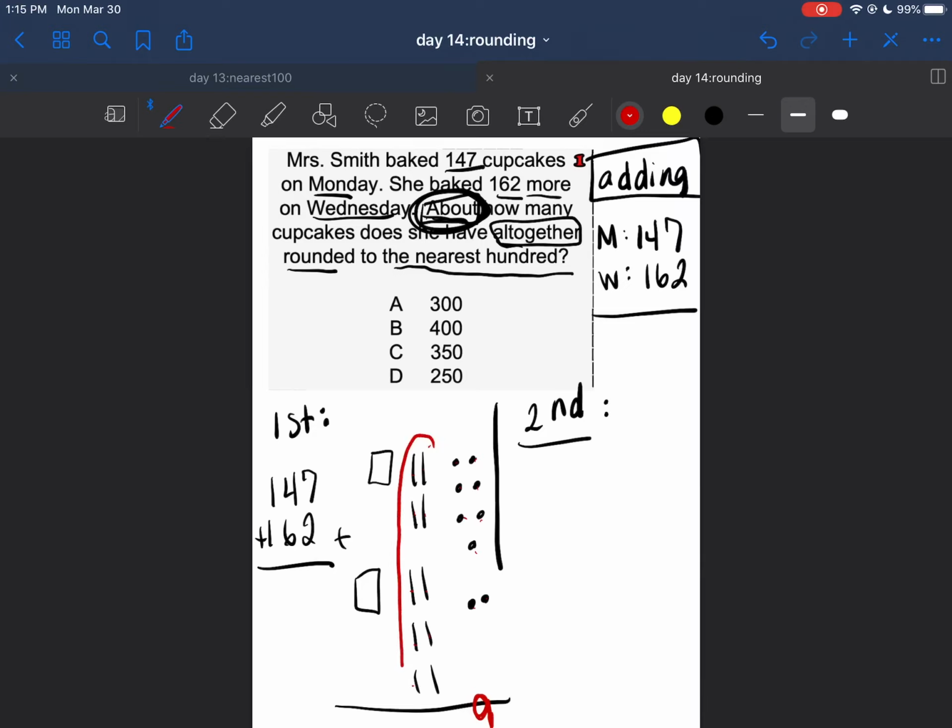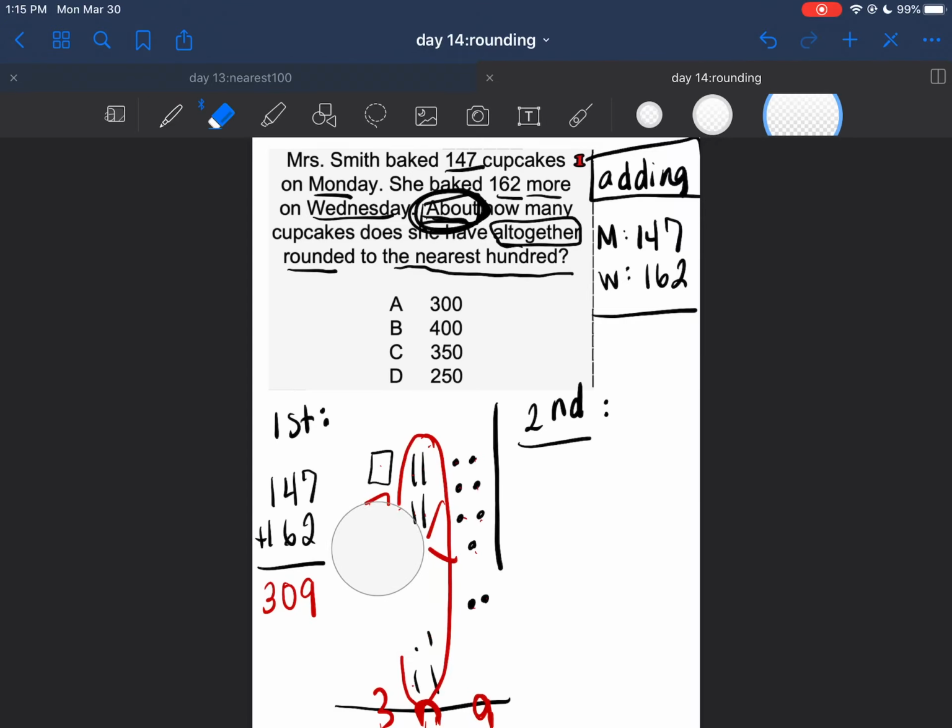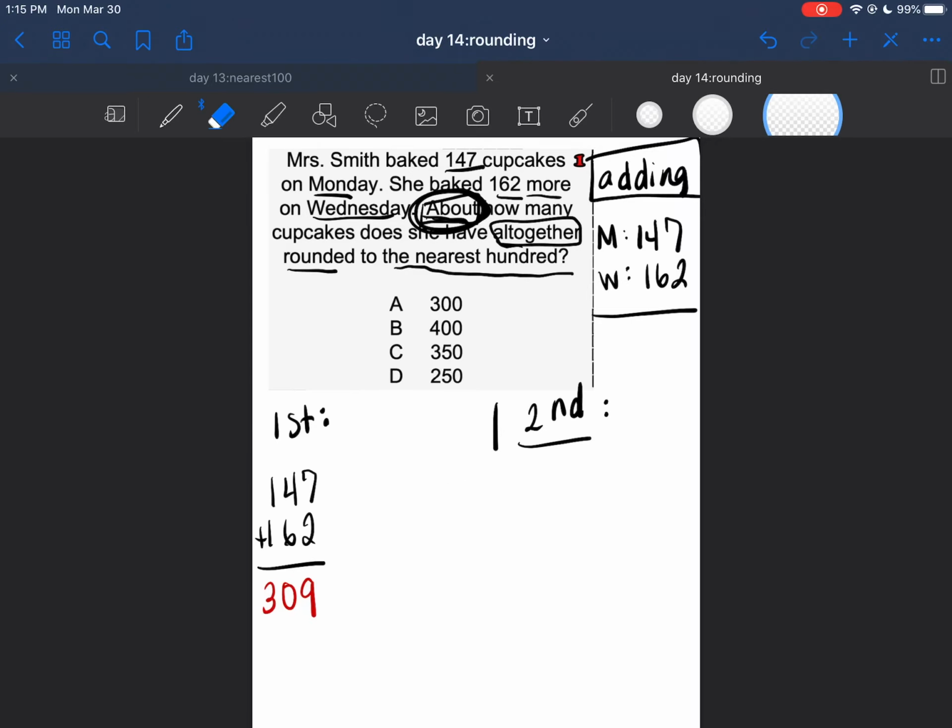What happens when I have 10 tens? I have to regroup and they become 100. How many do I have left? 0. And now I add my hundreds. 1, 2, 3. So we know that Mrs. Smith has 309 cookies. Now, if I look at my answer choices, I see that none of those are the answer. So I know that I have to round next. So what I'm going to do is erase the math here, and I'm going to round.